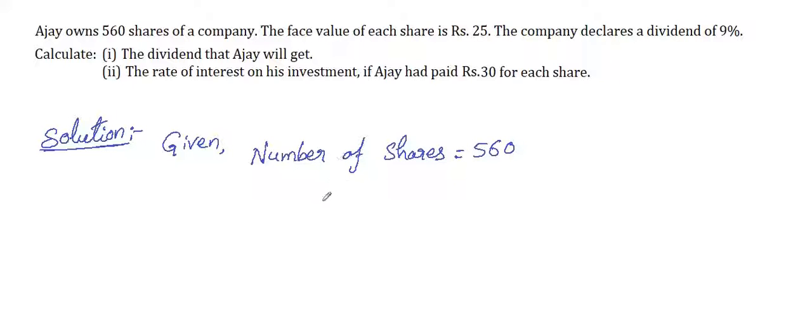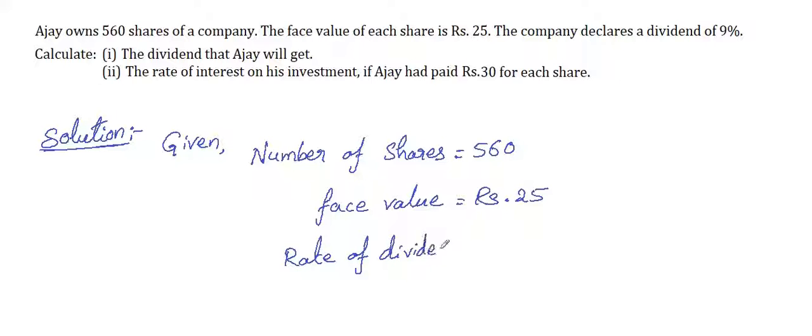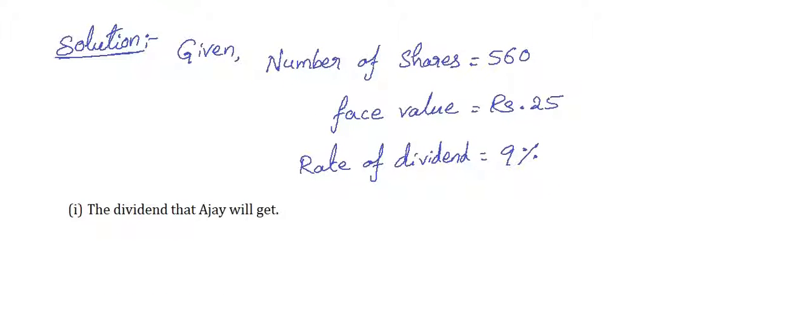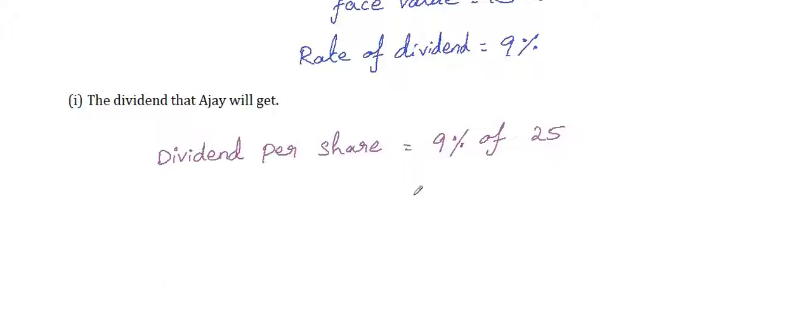So given the number of shares equals 560, the face value of each share is rupees 25, and the rate of dividend is 9%. So we need to find the dividend that Ajay will get. So write down the dividend formula. Dividend per share equals 9% of 25. So this is the dividend per share.